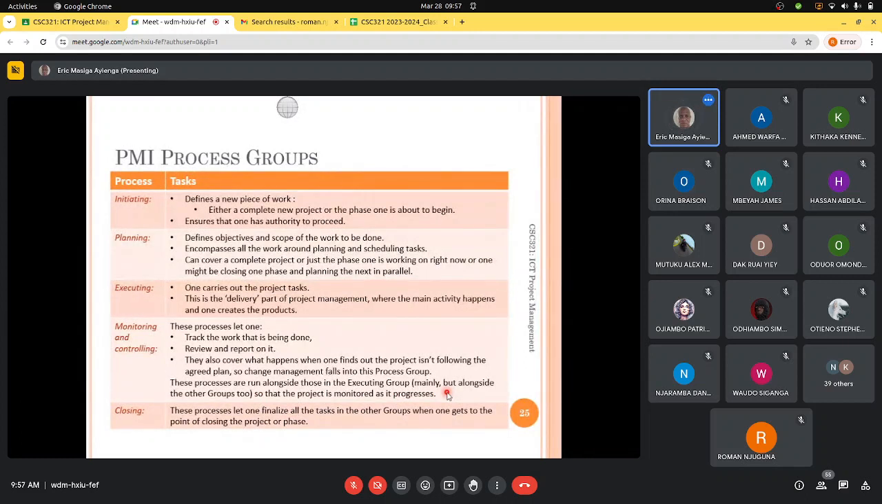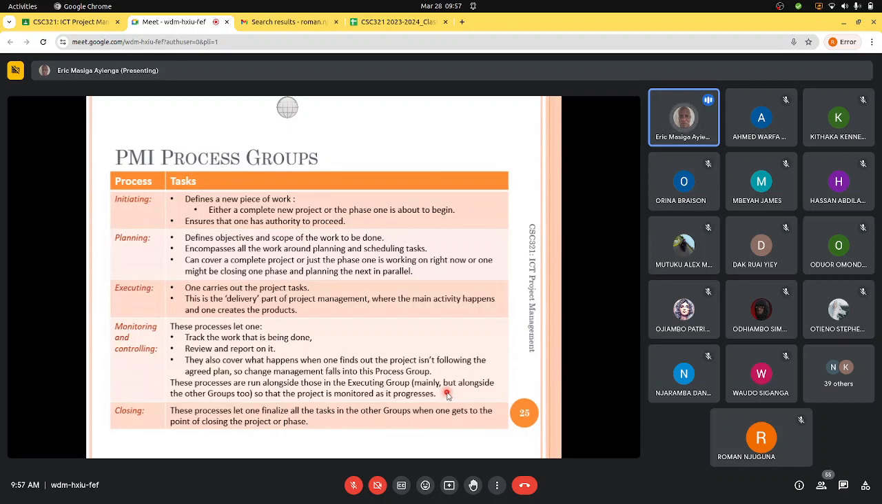Now, if you remember, when I was showing you the project life cycle, I said there's an iteration between the monitoring and control, which is in between planning and executing. So it could be cyclic, where you keep going, you are doing something, then you find that it's not going according to plan, so you'll have to go back to the plan and replan.